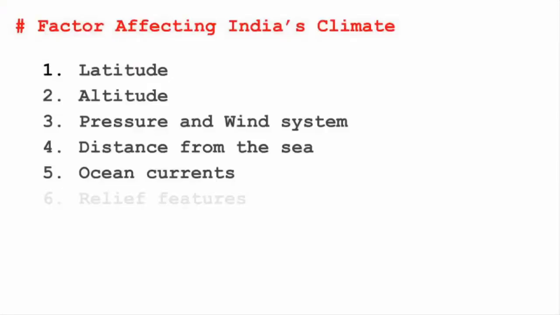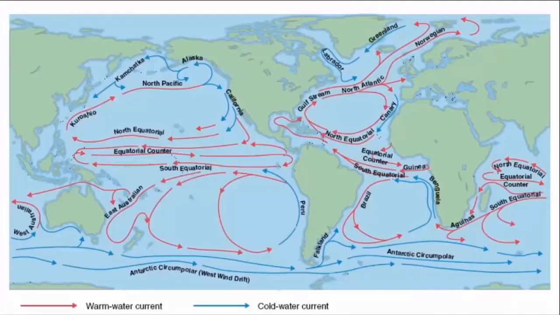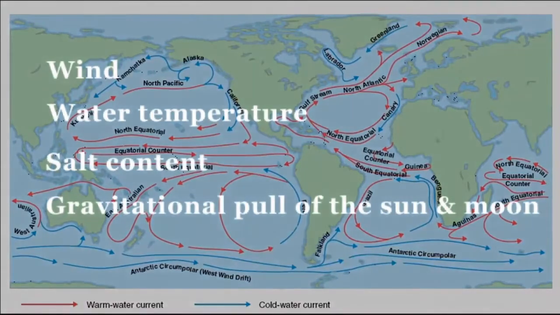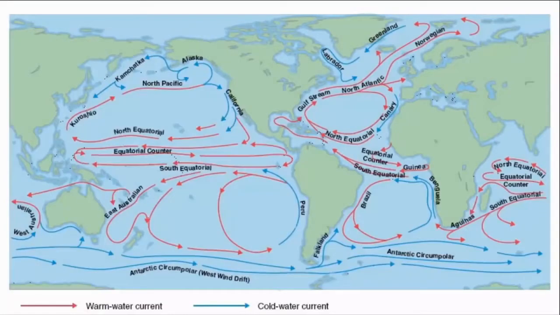The fifth factor is ocean currents. It is a continuous movement of ocean water from one place to another. Ocean currents are created by wind, water temperature, salt content, and the gravitational pull of the sun and the moon. Generally, there are two types of ocean currents, cold and warm currents.